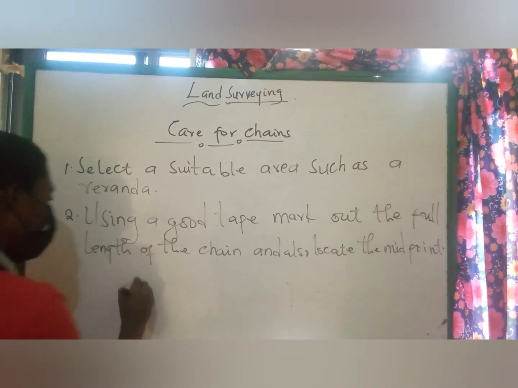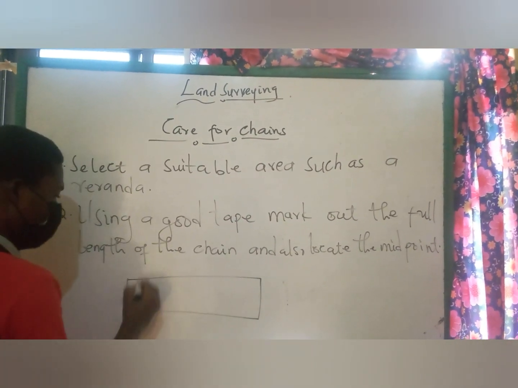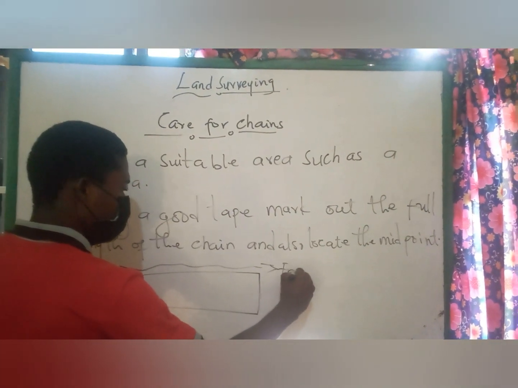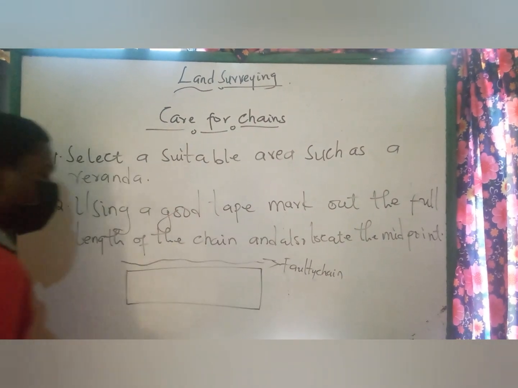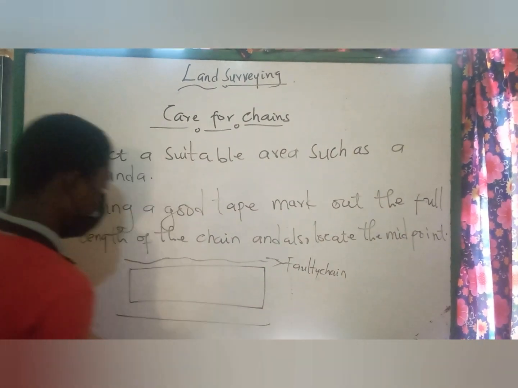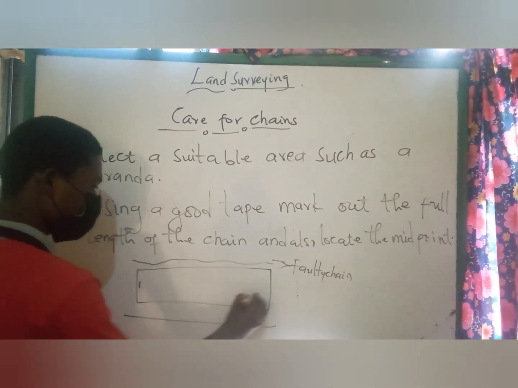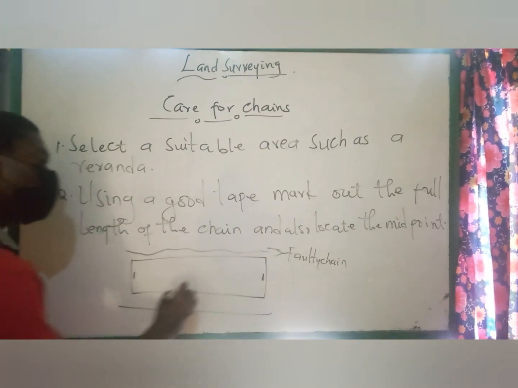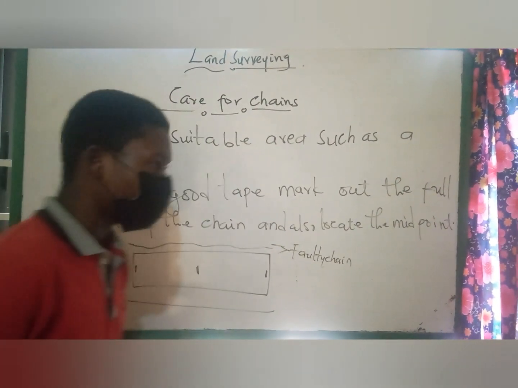So if this is my veranda, I have my 40 chain. Let's say this chain is my 40 chain. So using a good tape, which is this one, I mark out the actual length, let's say from here to here. So I mark them out on the veranda, locating the midpoint to this side. So that's it for that one.